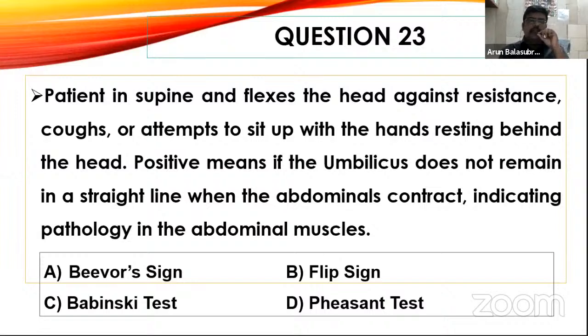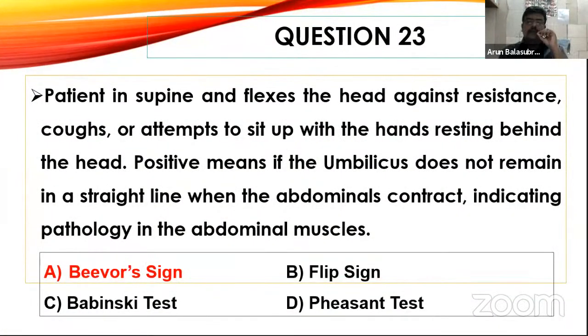Right, question number 23. A patient in supine flexes the head against resistance, coughs, or attempts to sit up with the hands resting behind the head. Positive means the umbilicus does not remain in a straight line, and contracts, indicating pathology in the abdominis. So ask the patient to cough or do sit-ups, and if the umbilicus does not remain in a straight line, this indicates umbilical or abdominal muscle pathology. What is the name of this test? Is it Beevor sign, Babinski sign, flip sign, or session sign? So A, Beevor sign is the right answer.